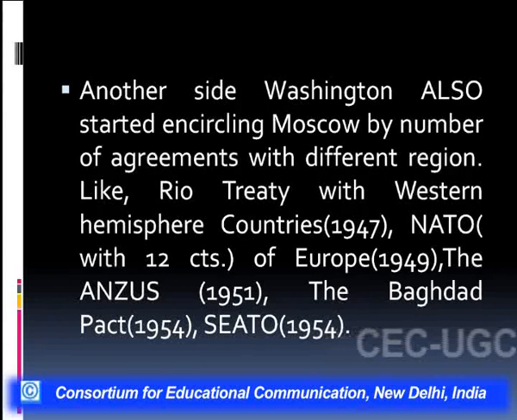So what we have witnessed is that both the powers, after the Yalta and Potsdam Conferences, and after the Iron Curtain speech and the policy of containment, both started encircling each other, and the Soviet Union started influencing its zone in Eastern Germany and Eastern Europe, and established their own puppet governments.